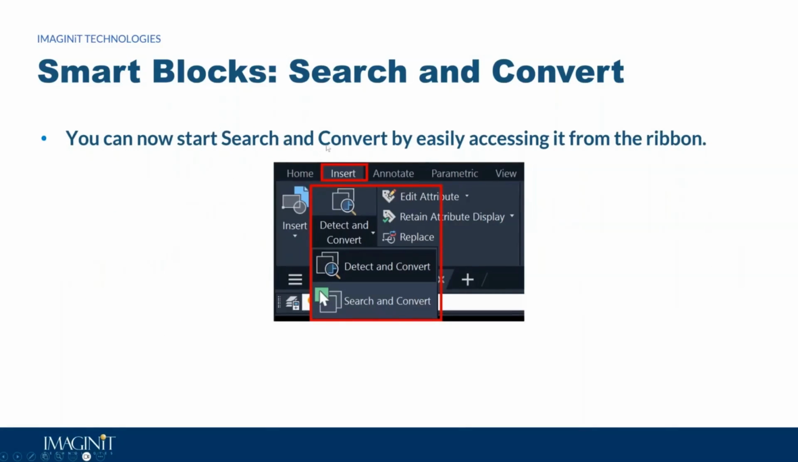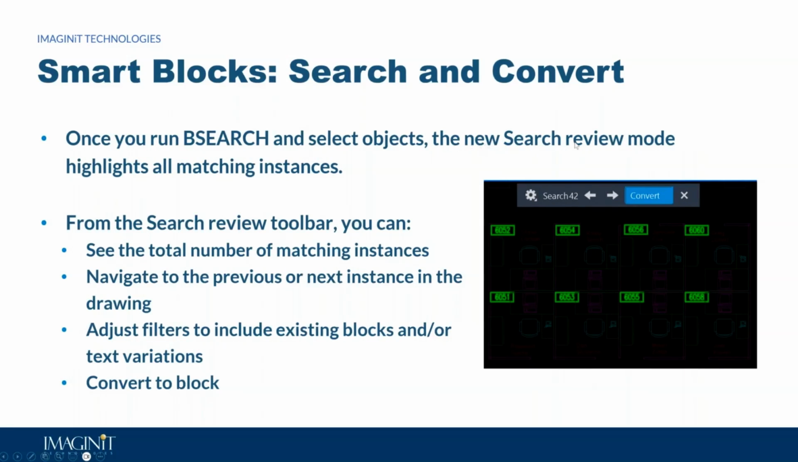So you now start Search and Convert easily by accessing it from the ribbon. You go to the Insert tab and you do Detect and Convert or Search and Convert. We're going to do Search and Convert first. And once you run bSearch, you select the objects. The new Search Review mode highlights all the matching instances.